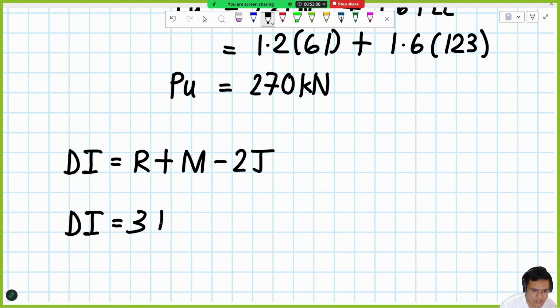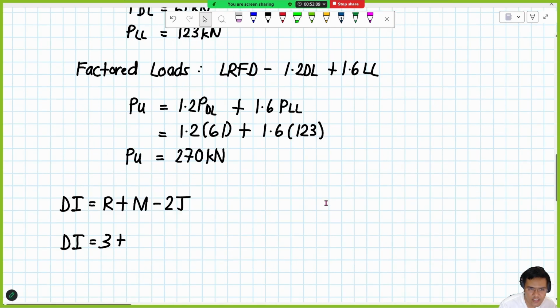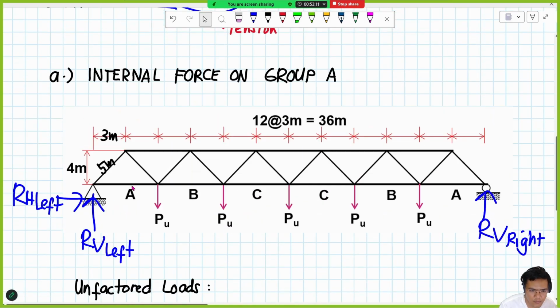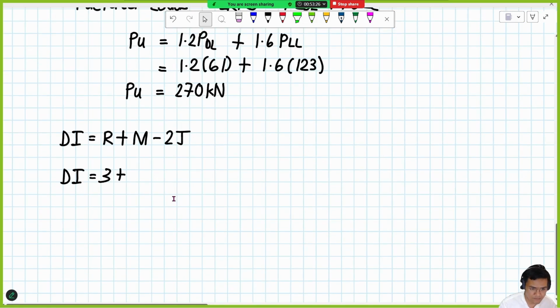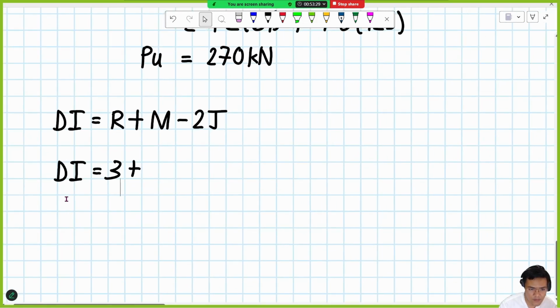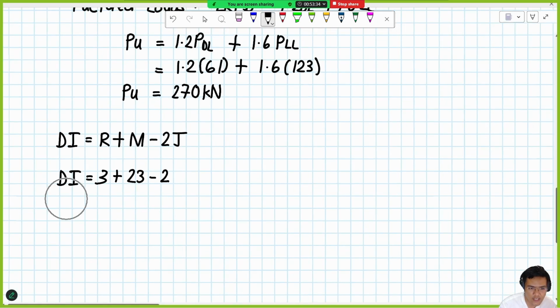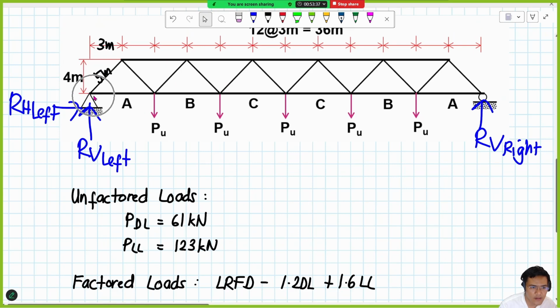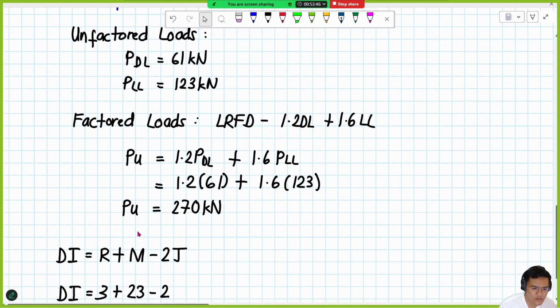Okay, plus, the number of members for our truss system, we would have, starting with the bottom chord, 1, 2, 3, 4, 5, 6, 7, 8, 9, 10, 11, 12, 13, 14, 15, 16, 17, 18, 19, 20, 21, 22, 23. Okay, 23 members minus twice the number of joints. For the joints, it's 1, 2, 3, 4, 5, 6, 7, 8, 9, 10, 11, 12, 13. Okay? 13 joints. So, plugging in.